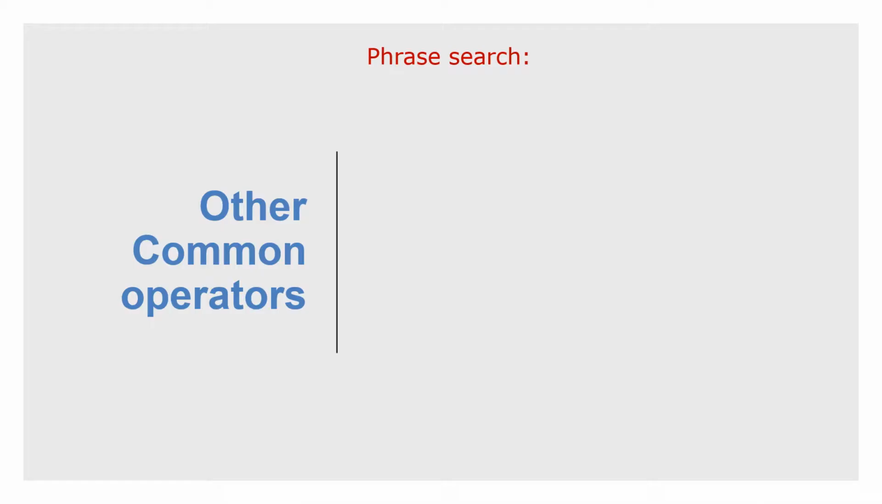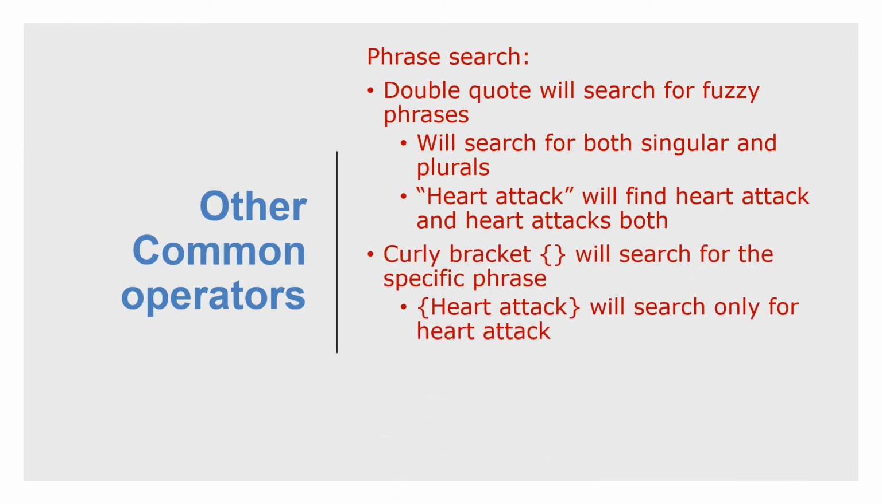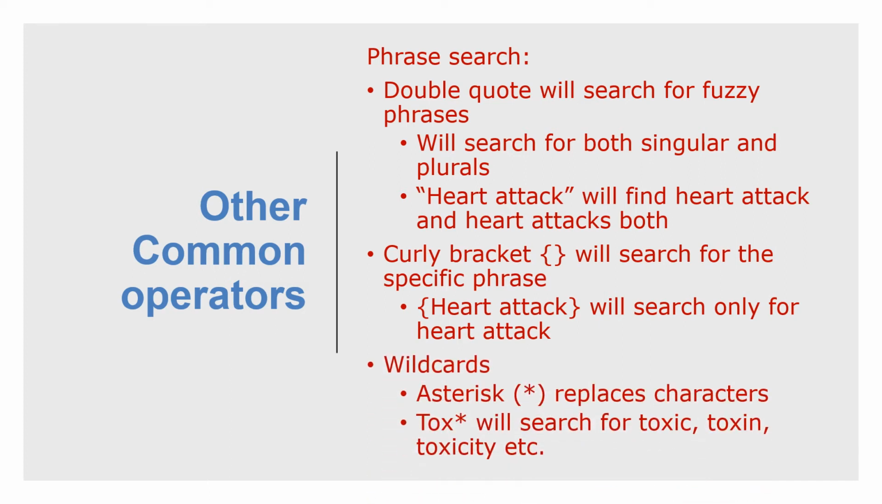Other common operators include the phrase search. Double quotes will search for fuzzy phrases. It will search for both singular and plurals. For example, "heart attack" will find heart attack and heart attacks both. Curly brackets will search for the specific phrase. For example, {heart attack} in curly brackets will search only for heart attack. Here come wildcards. Asterisk replaces characters. Tox* will search for toxic, toxin, toxicity, etc.